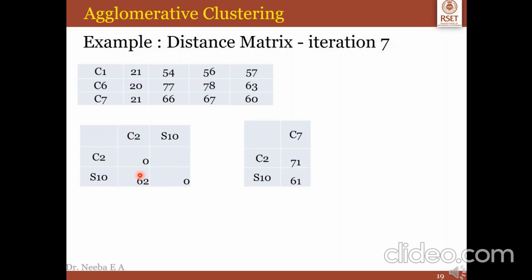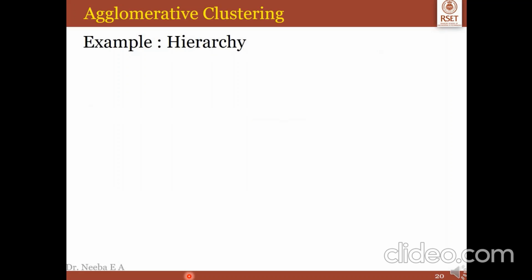So I guess we can stop here, as now all of these come into a single cluster, that is C7, C2 and S10 come into a single cluster. So now we can create the hierarchical structure from how the clusters were combined. As we can see in iteration 7, C7 can be combined with C2 and S10 to form a hierarchy.